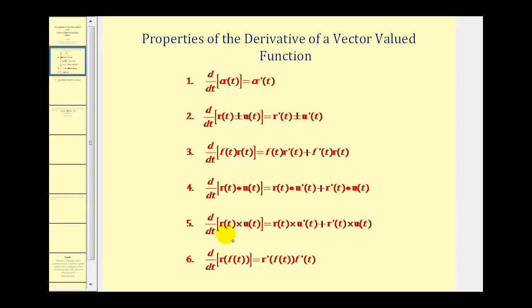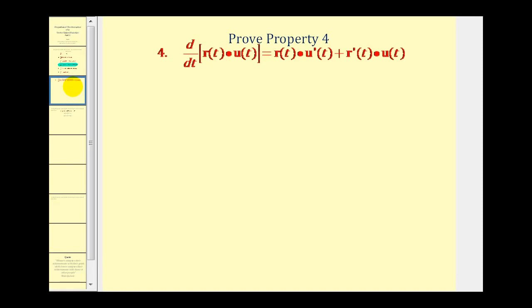And then the fifth property states if we want to find the derivative of the cross product of two vector-valued functions, it's going to be equal to the first vector-valued function crossed with the derivative of the second plus the derivative of the first vector-valued function crossed with the second vector-valued function. Again, this looks very similar to the product rule, but now we are talking about cross products. And this sixth property will remind you of the chain rule when finding derivatives. Okay, but for this video we're going to take a look at proving property number 4. In part 2 of this video we'll take a look at verifying property number 5. So let's see if we can prove this.